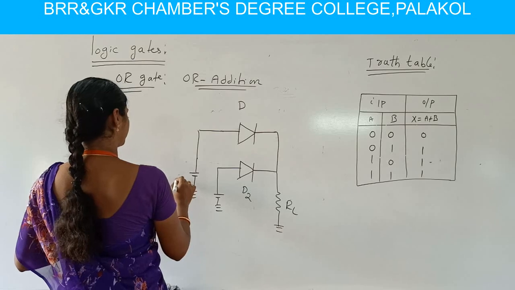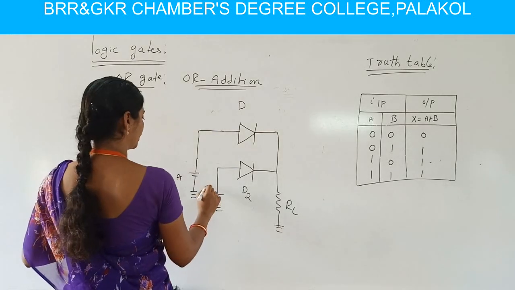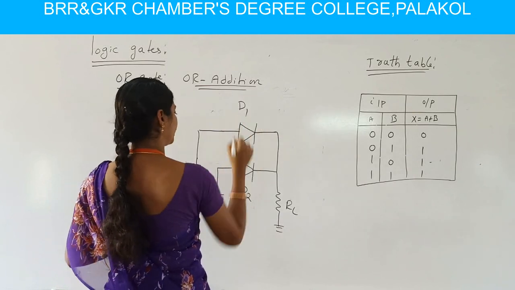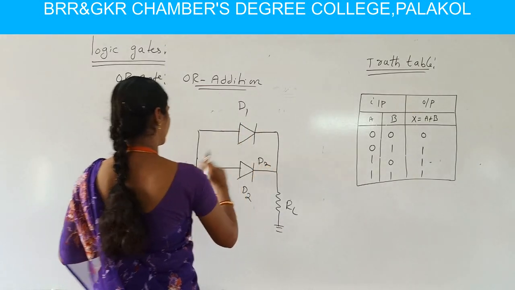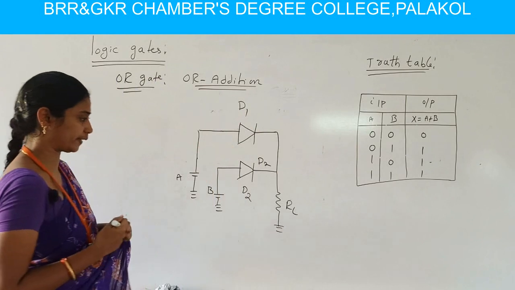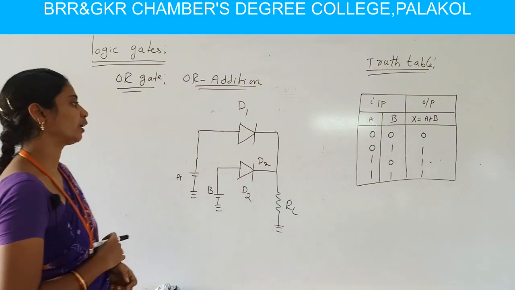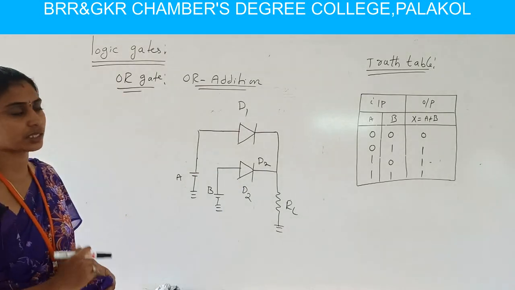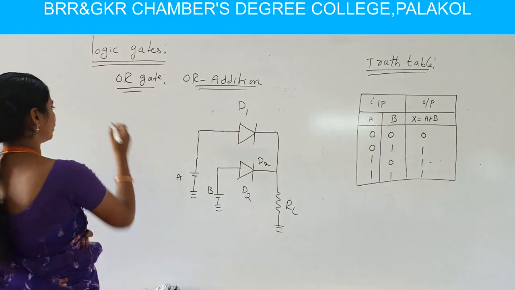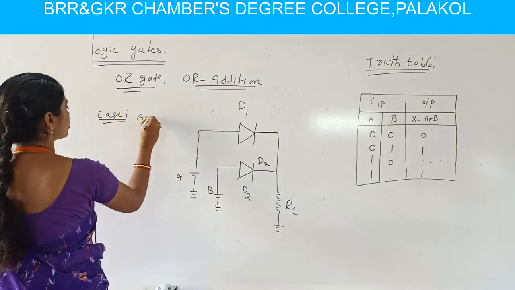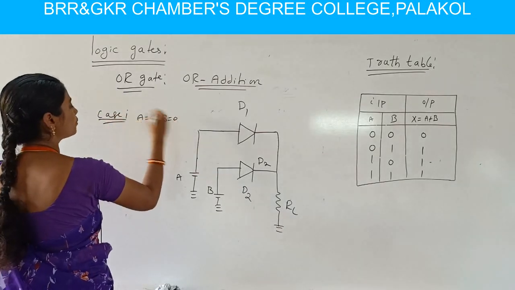This is the A variable we considered, and this is the B variable we considered. Here we are giving D1, D2. D1 is for the A variable, and the second connection is for the diode D2. So here we apply the inputs. In case 1, we take the inputs as A variable 0 and B variable 0.